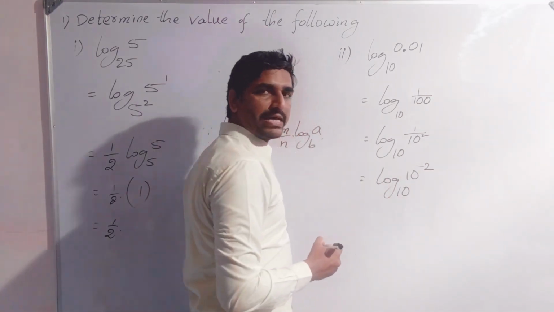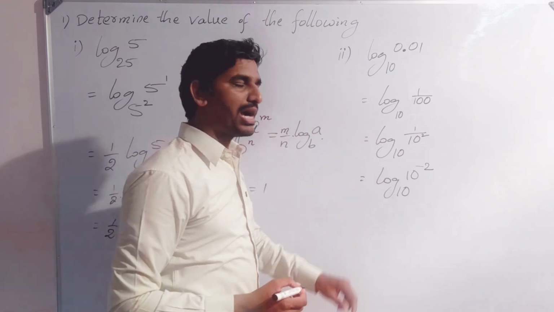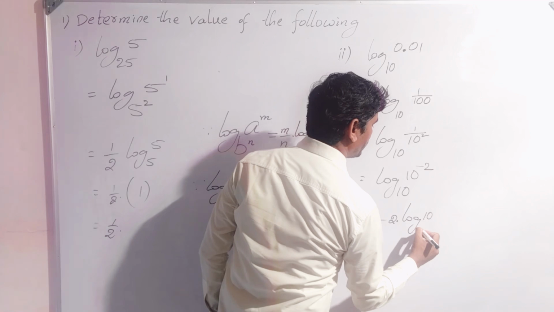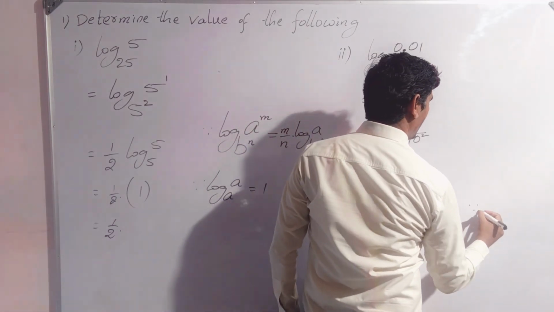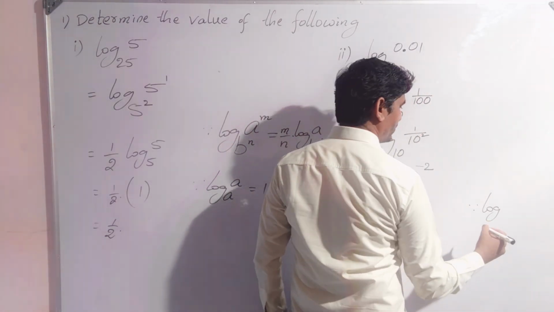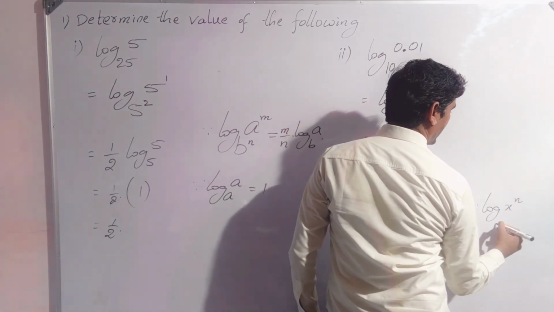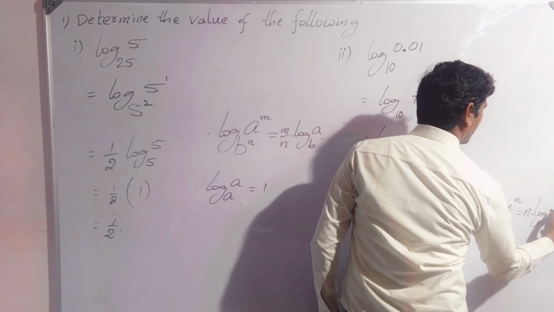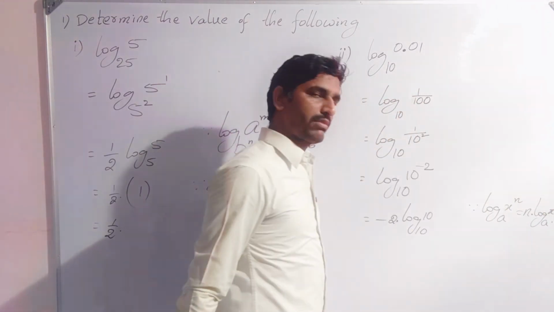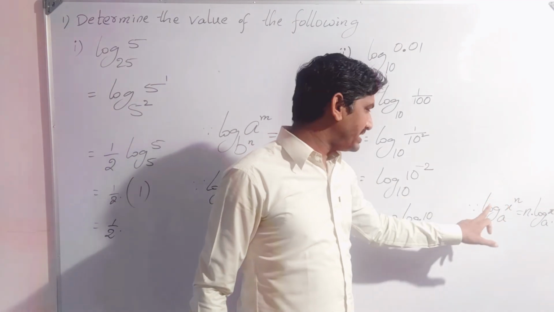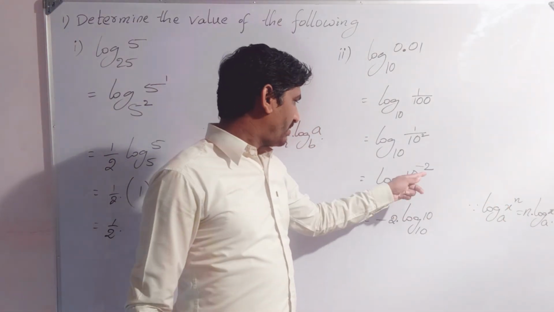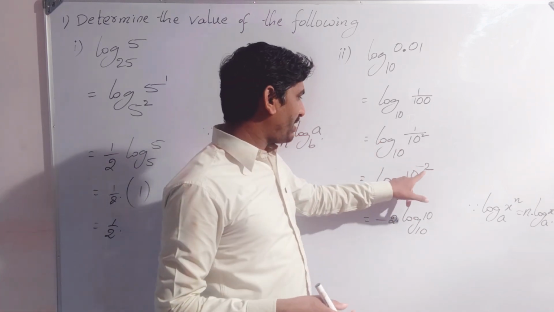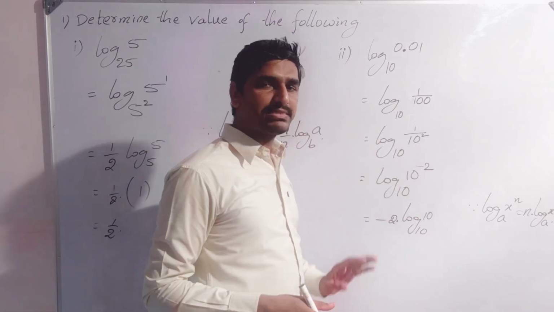Now the power comes to the front, from the formulas. Minus 2 times logarithm of 10 to the base 10. Since from the formula, logarithm of x to the power n to the base a gives n into logarithm of x to the base a. Whenever there is a power, that can be written in front. Minus 2 comes to the front, log 10 to the base 10.